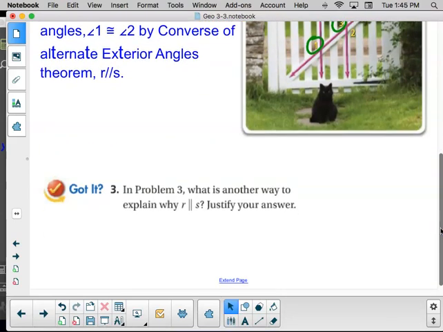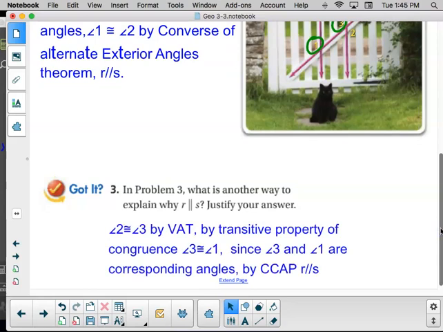So for a second way, we can say that angles 2 and 3 are congruent by being vertical angles. And by the transitive property of congruence, angle 3 and angle 1 are congruent. And since 3 and 1 are corresponding angles, then by the converse of the corresponding angles postulate, R is parallel to S. Now I want to be clear about what I did. I paraphrased a paragraph proof on those two answers.